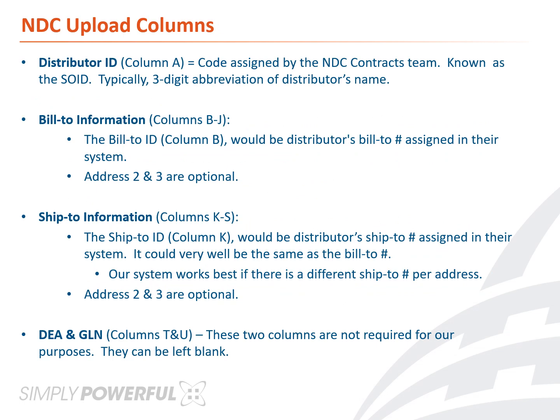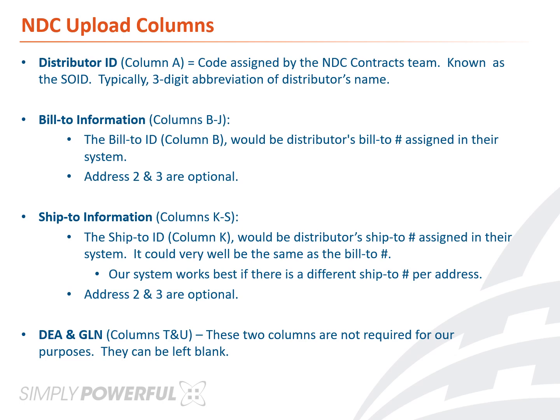Now, let's go through the content of each column on your NDC file. Column A is your distributor ID, or SOID, as assigned by the NDC contracts team. This will be a 3-digit ID and possibly a combination of numbers and letters. Columns B through J is your customer's bill to information. Columns K through S is your customer's ship to information. Don't forget, each ship to location must be enrolled in order to use a GPO contract.